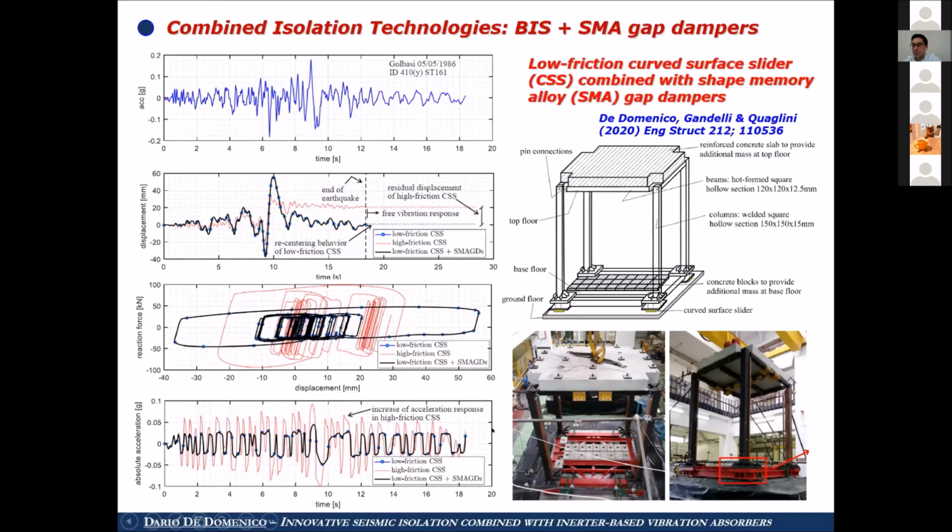In terms of absolute acceleration, we also observed that the response is similar to the low friction system. Absolute accelerations are very important, especially for critical buildings like hospitals, because of the protection of nonstructural components that are particularly sensitive to absolute acceleration. So we can combine the advantages of low friction and high friction isolation with this combined system.